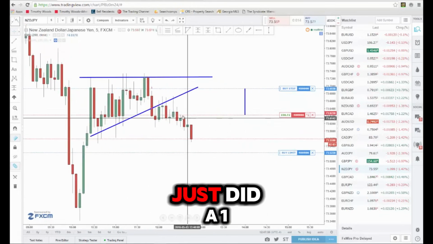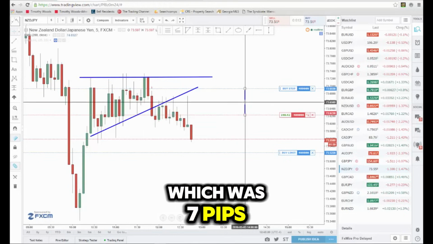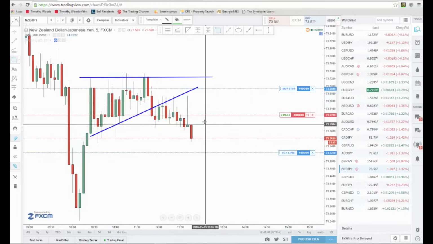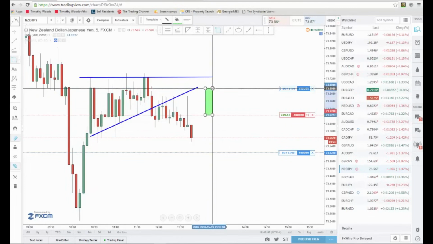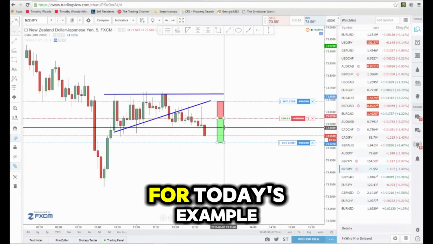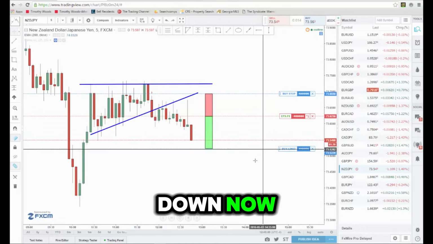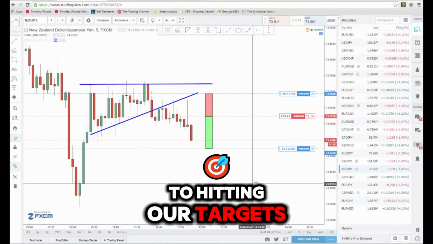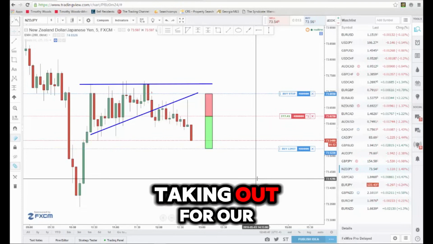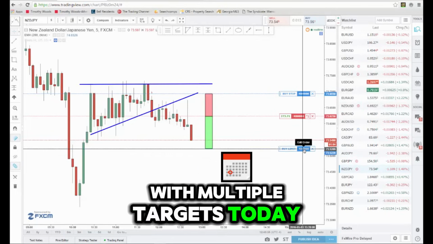And after that, we just did a 1 ATR stop after the close of this candle, which was 7 pips. And you can see that here. And for our reward, I just wanted a little better than a 1-to-1 for today's example. And as you can see, we are pressing down now and getting pretty close to hitting our targets. So hopefully this market will continue down and we will be taken out for our take profit. And I believe I'm going to trade this with multiple targets today.